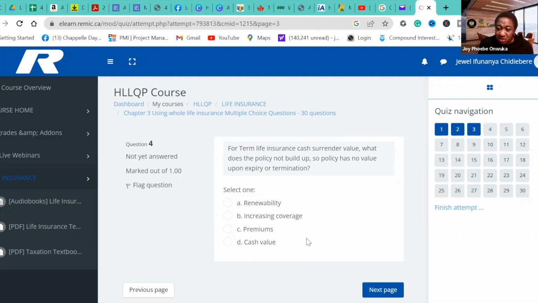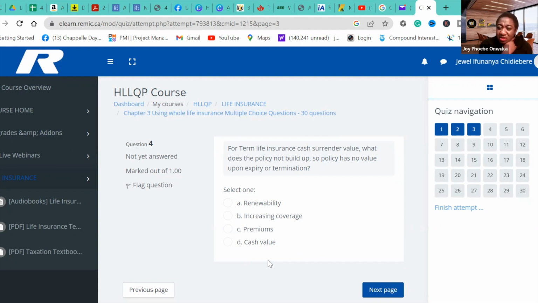What does the policy not build up? So policy has no value upon expiry or termination. For term life insurance cash surrender value, term insurance doesn't have any cash surrender value.